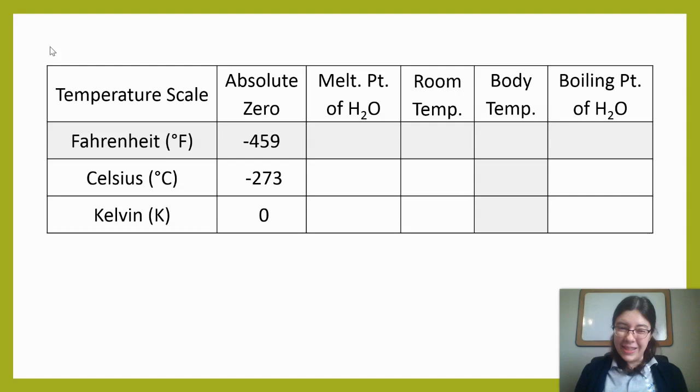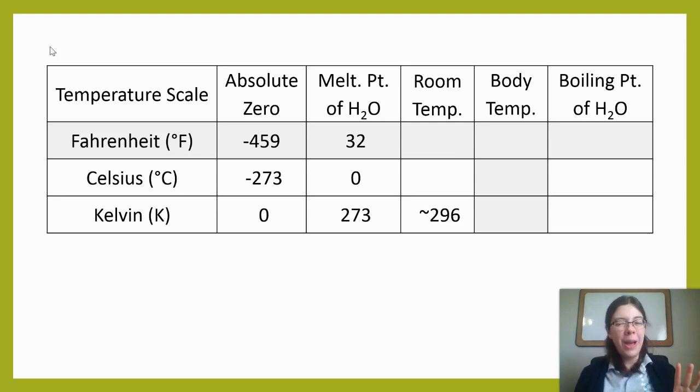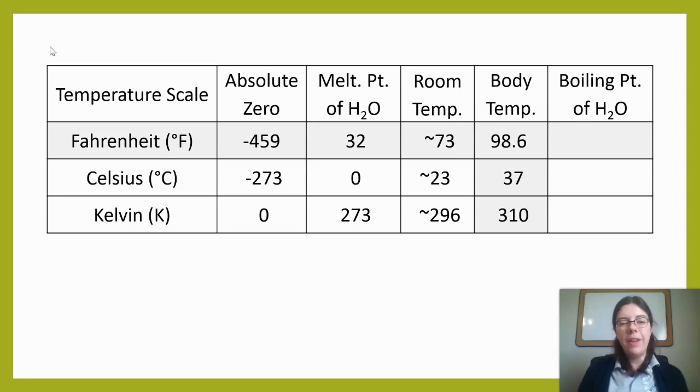Again, don't worry about memorizing the Fahrenheit scale. The melting or freezing point of water, 32 degrees Fahrenheit. For Celsius, it is 0. For Kelvin, it's 273. Room temperature in Kelvin is about 296. Room temperature can vary depending upon who you talk to. In Celsius, it's about 23, and then in Fahrenheit, it averages around 73. So for body temperature in Fahrenheit, it's 98.6. Celsius is 37. Kelvin is 310.